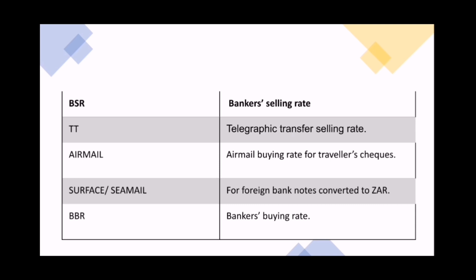And then airmail is for travelers' checks. So if the person comes back with travelers' checks and wants to convert them into cash in South African rand, then you will use the airmail buying rate. And then the surface and sea mail is for if you have actual foreign banknotes and you want to convert them into South African banknotes, you will use your surface or sea mail.